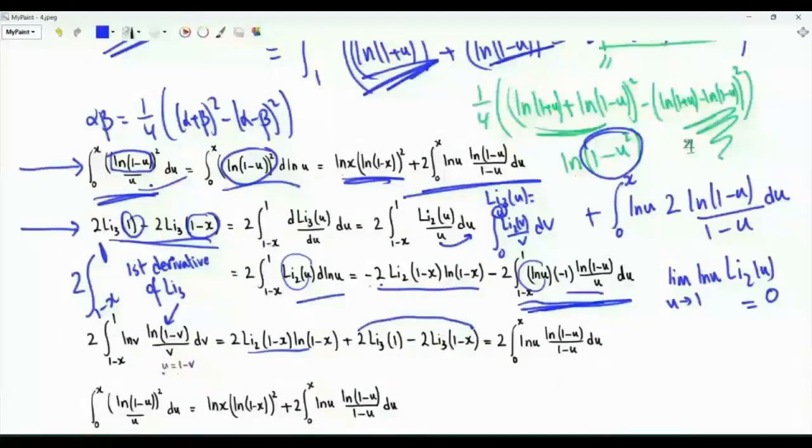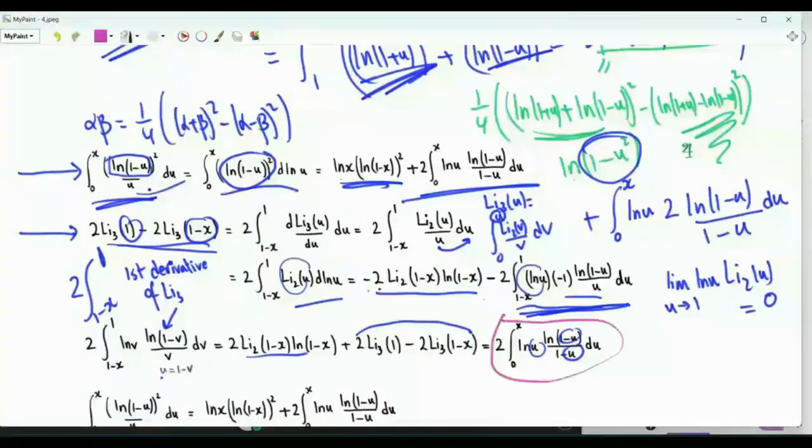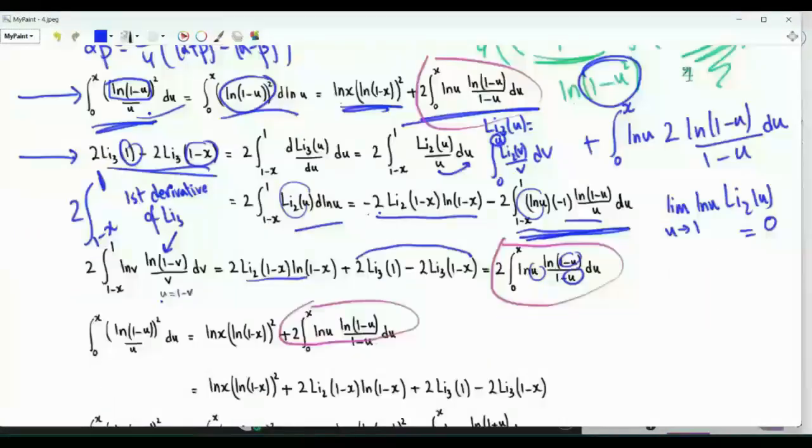In this integral, use the substitution u equal to 1-v. When v is 1, u is 0. When v is 1-x, u is x. v is replaced by 1-u, and 1-v is replaced by u. This integral here is exactly like what we have in the first step. The integral of u from 0 to x of ln(1-u) all squared divided by u is 2 times the trilogarithm of 1 minus 2 times the trilogarithm of 1-x plus ln x, ln(1-x) squared. Then we have this term involving the dilogarithm.